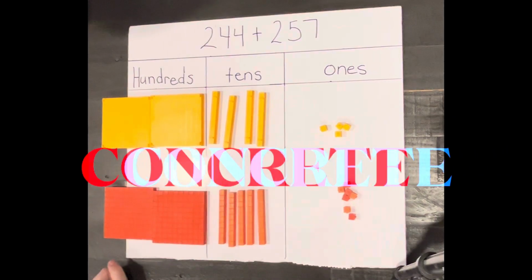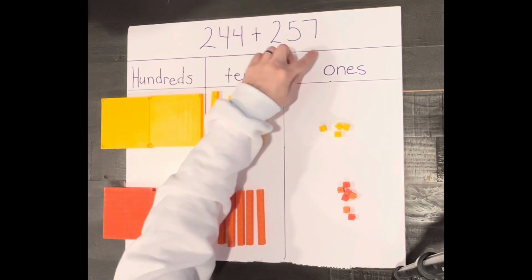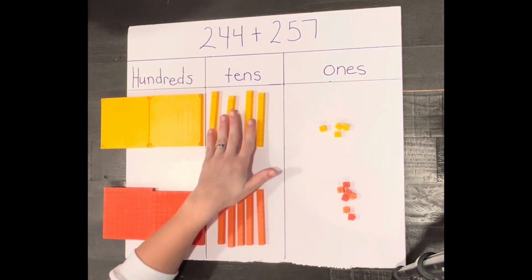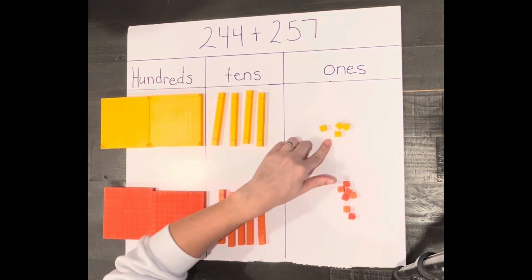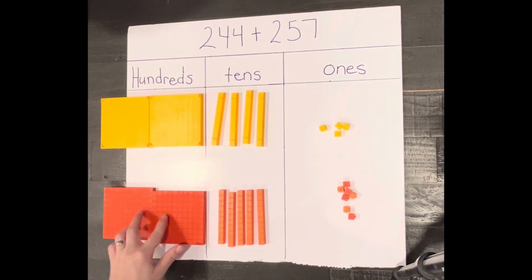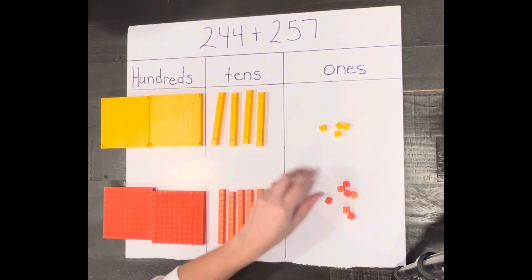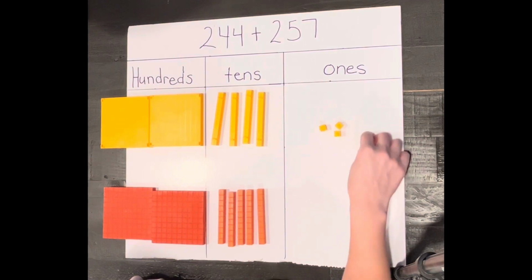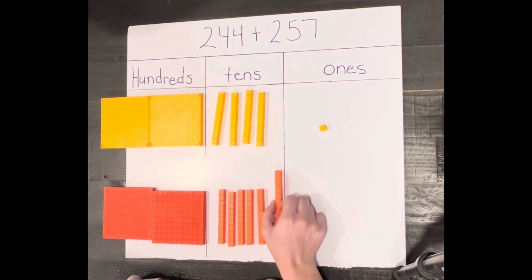So this is my concrete example. I have 244 plus 257. You'll see here there's 200 blocks, and then there's 4 of the 10 blocks, so in the 40s place, and then 4 ones. This one, there's 200 down here, there's 5 of the 10s, and then there's 7 ones. If we take these and combine the ones, we always start on this side. We have 2, 4, 6, 8, 10. So we can take those away and bring in another block.